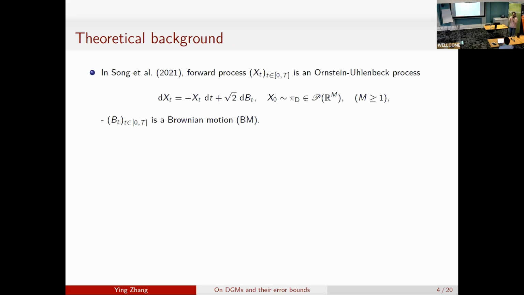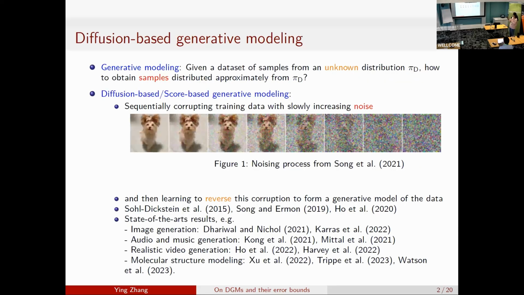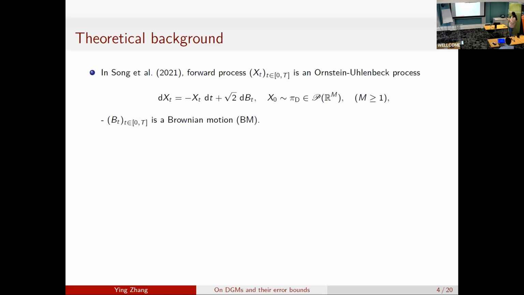I'm going to briefly talk about the theoretical background of diffusion models so that we are on the same page regarding the notation and the setting. In diffusion models, like I described here, we want to corrupt the data with noise. Here what we do is that we diffuse the data with this forward Ornstein-Uhlenbeck process, which we denote by xt. It is governed by this type of Langevin SDE with the drift being minus x, and the diffusion is a constant matrix. Its starting point is an unknown distribution pi d, and we denote by m the dimension of the data distribution.